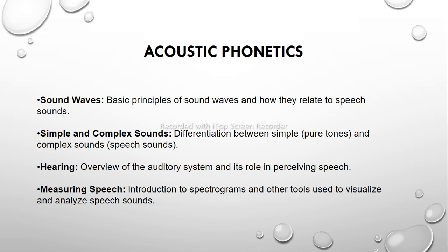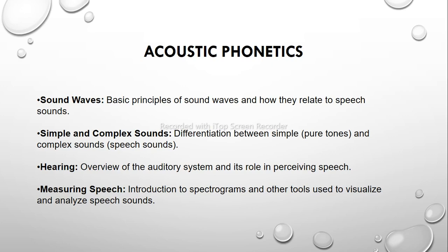3. Hearing. The process of hearing involves the detection and interpretation of sound waves by the ear and brain. The outer ear collects sound waves and funnels them to the eardrum, causing it to vibrate. These vibrations are transmitted through the middle ear to the cochlea in the inner ear, where they are converted into neural signals and sent to the brain for processing.